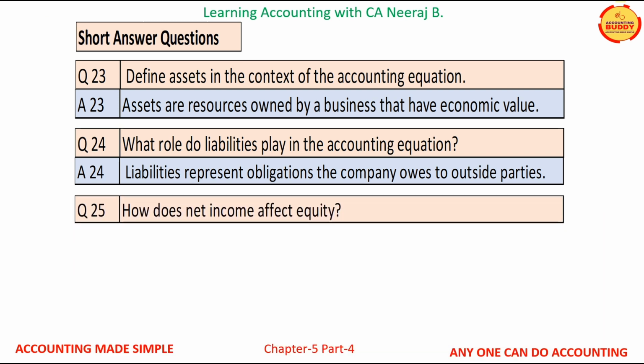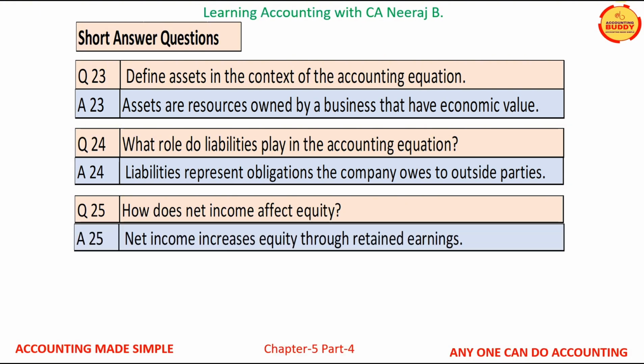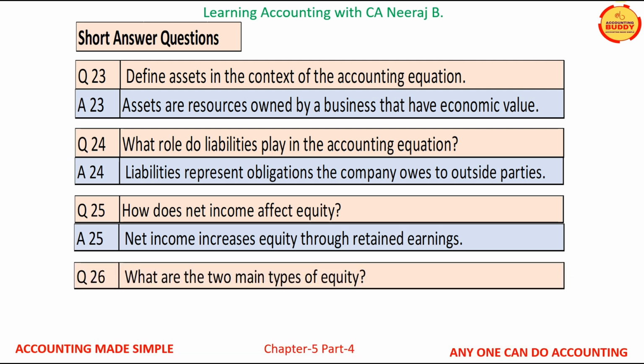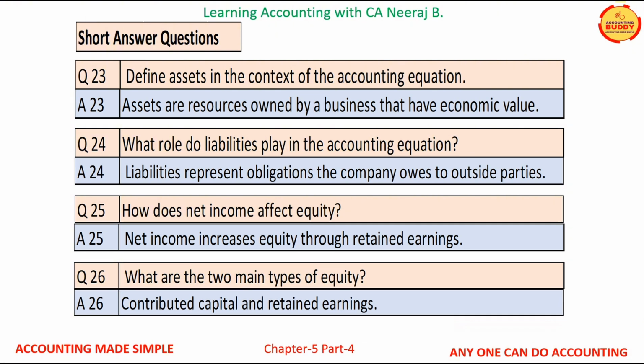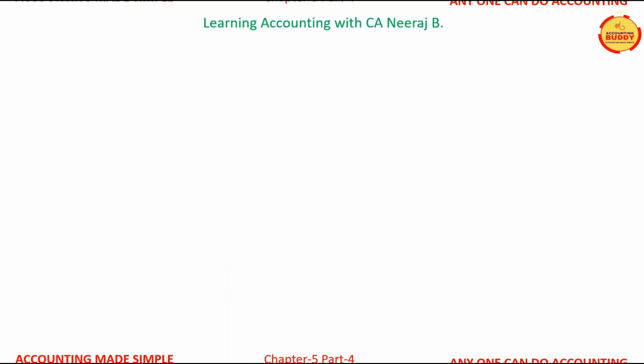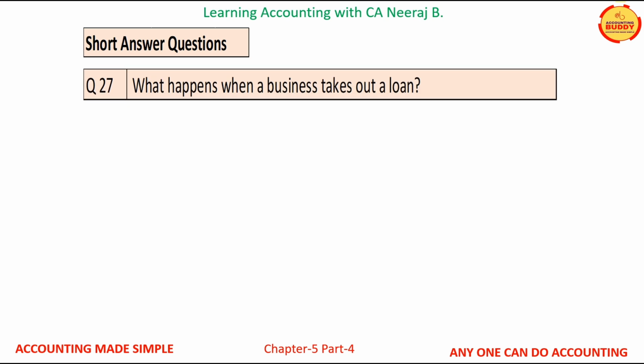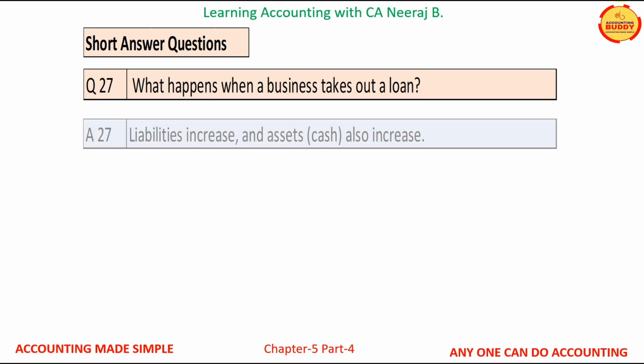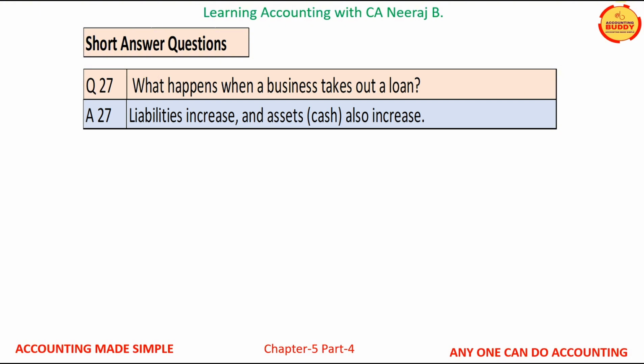Question number 25. How does net income affect equity? The answer is net income increases equity through retained earnings. Question number 26. What are the two main types of equity? The answer is contributed capital and retained earnings. Question number 27 on your screens is what happens when a business takes out a loan? The answer is liabilities increase and the assets also increase.